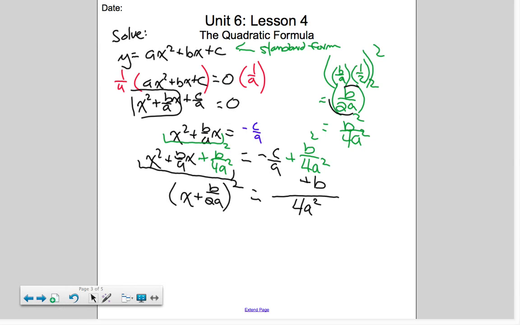Times by 4a. Just by 4a, right? Because I multiply the bottom by 4a to give me 4a squared. So I need minus 4ac up here. I need to multiply by 4a.